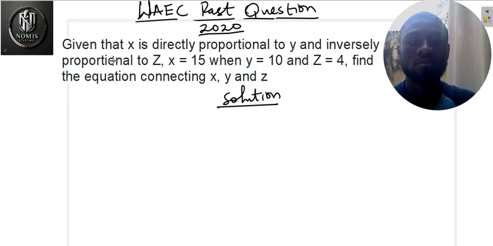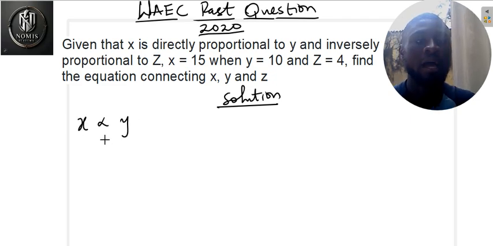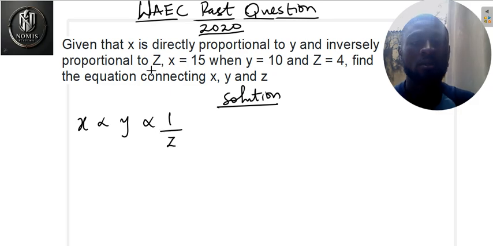Getting into the solution, x is directly proportional to y. That is, x is directly proportional to y and inversely proportional to z. So if it is inverse, it will be 1 all over z. So when x is directly proportional to y and to 1 over z, then we can just remove the sign of proportionality and put an equal sign. So that means that x is equal to k. Once we remove the sign of proportionality, we introduce our constant. So there is a constant at which this occurs.